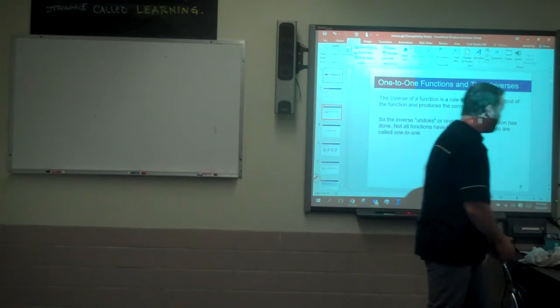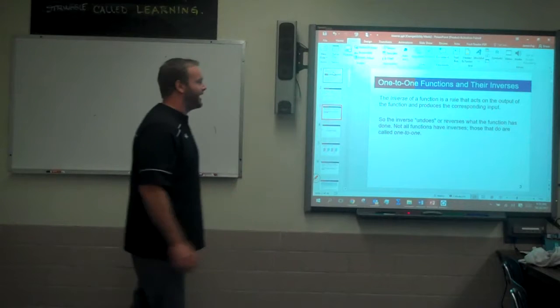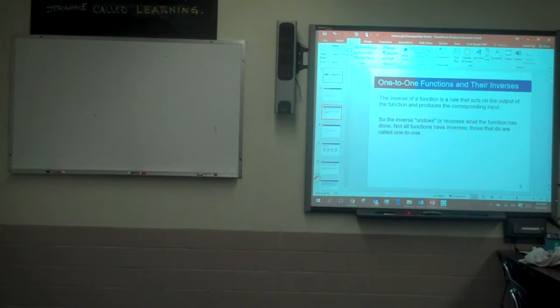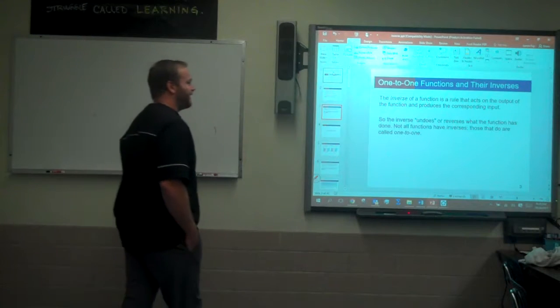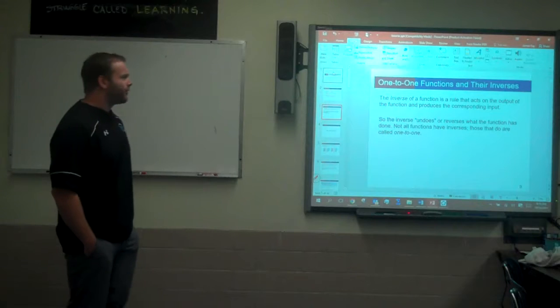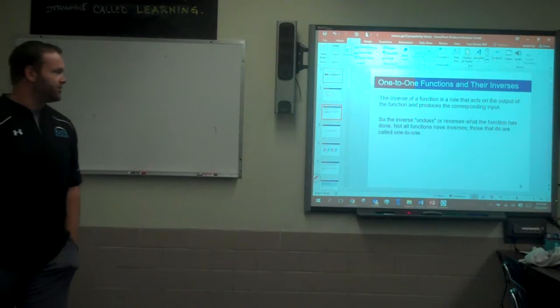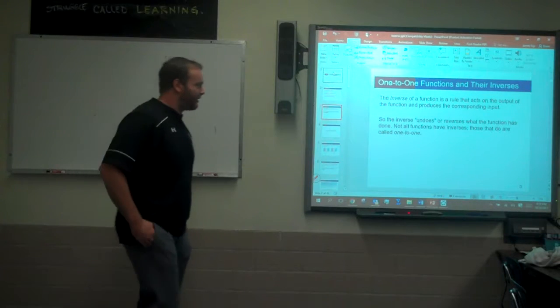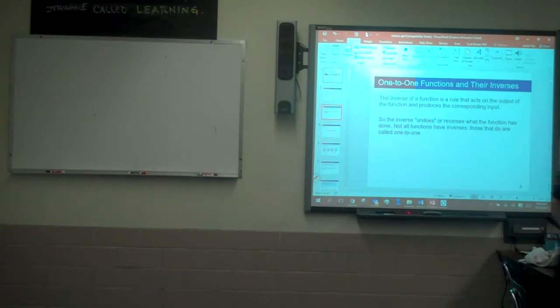It says the inverse of a function is a rule that acts on the output of the function and produces the corresponding input. Okay, I'll talk maybe about a different way of phrasing that here in a little bit. It says the inverse undoes or reverses what the function has done. It says not all functions have inverses. Those that do are called one-to-one.